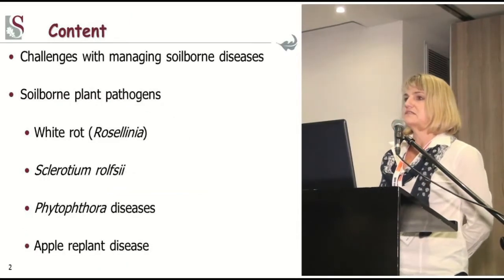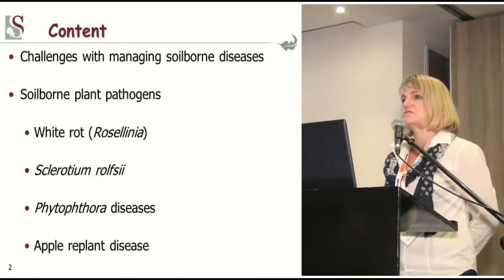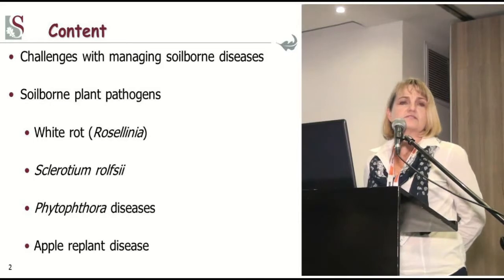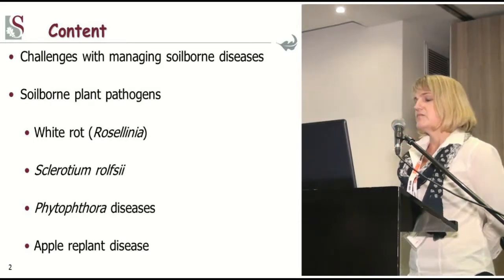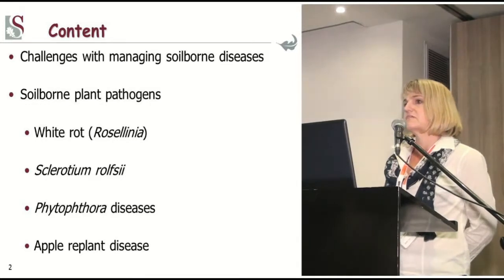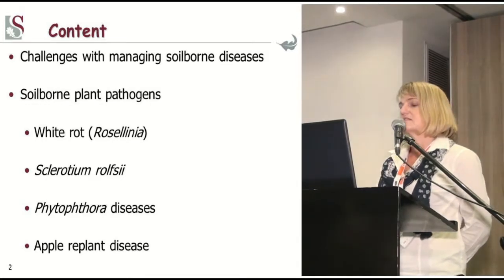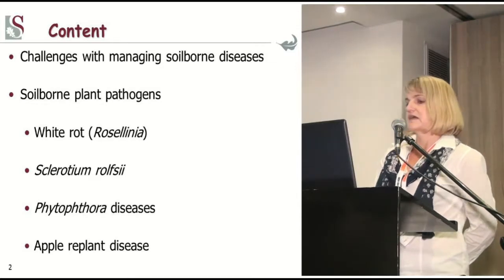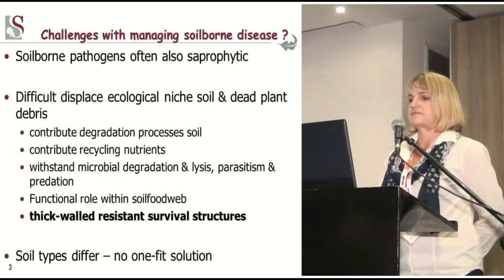So today I'm going to tell you about the most important soil-borne diseases of pome fruit, and those actually mostly are on apple. White rot is also on pear, but in general pear trees suffer much less from soil-borne diseases than your apple trees. So we will be looking at 4 diseases.